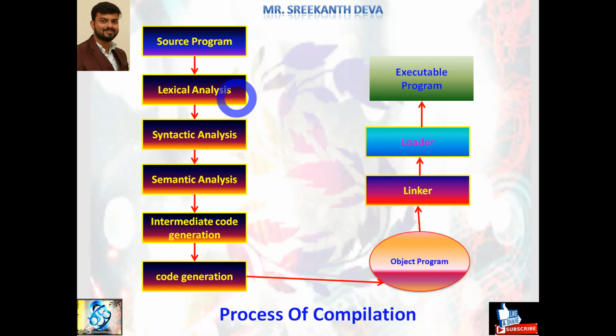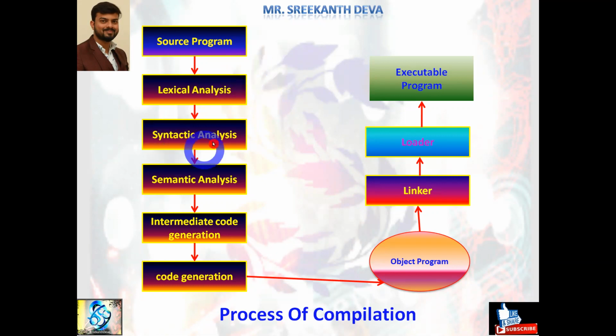This table is accessed in the other phases of what? Compilation. This is the first step called what? Lexical analysis. The source program is scanned for what? Lexical units known as what? Tokens, like identifiers, operators, delimiters, and so on.